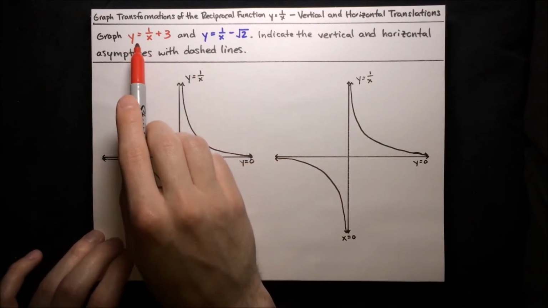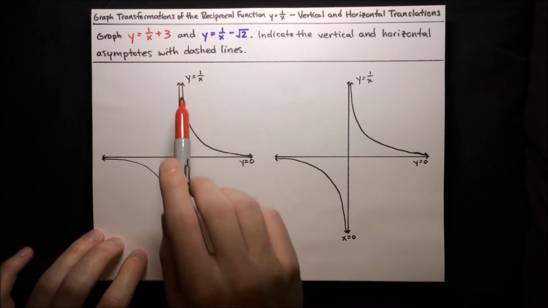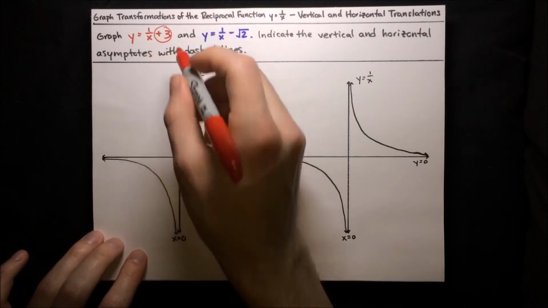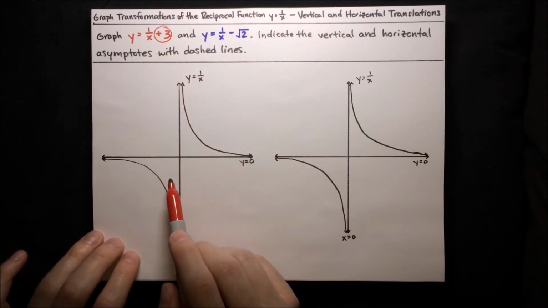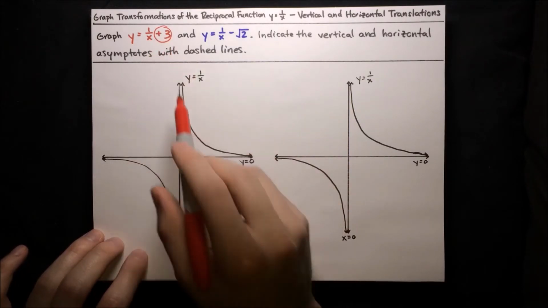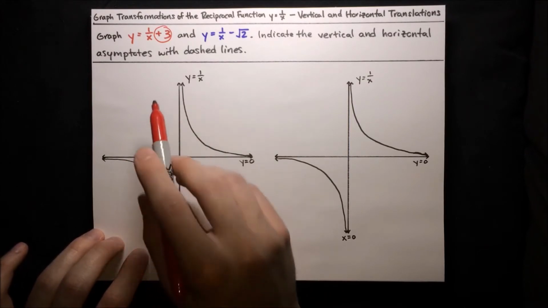Let's focus on this first function to begin with. So y equals 1 over x plus 3. Well, we've got a graph of y equals 1 over x, so it's just the plus 3 part that we need to think about. So plus 3 is a vertical translation. Plus 3 means we translate it 3 units up. So all the points in this graph are being translated 3 units up.